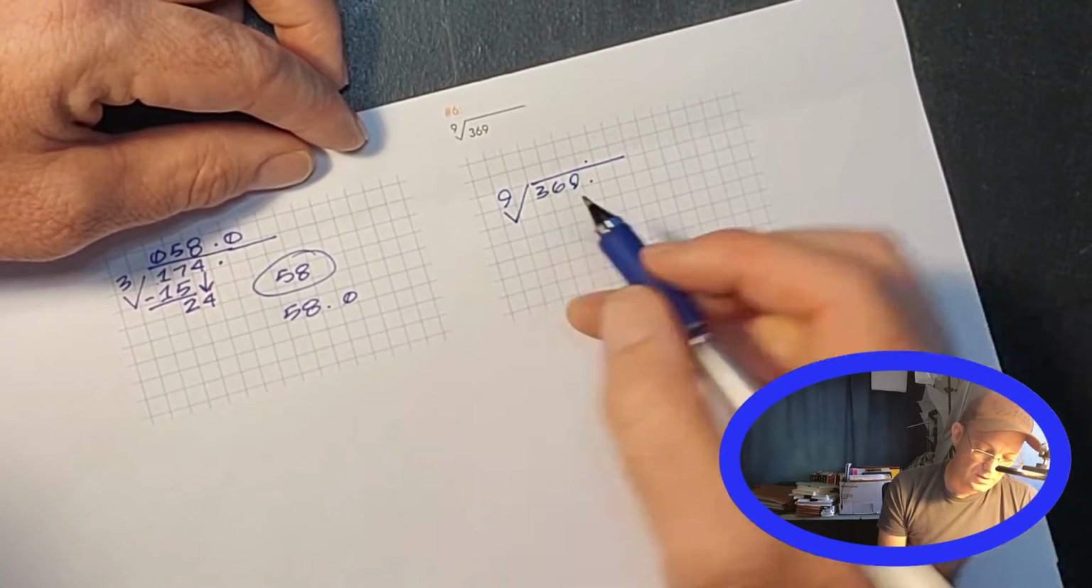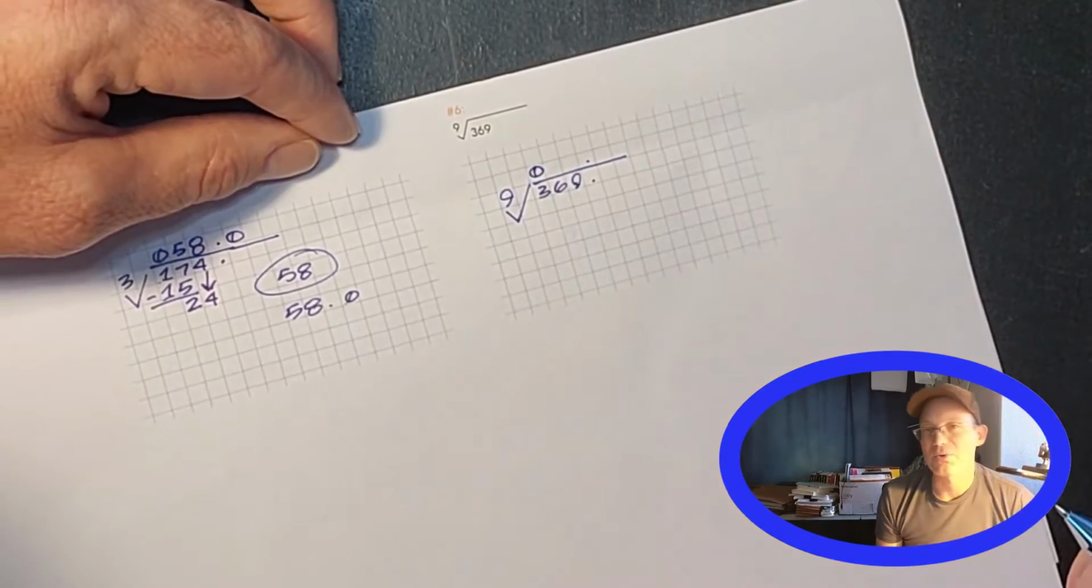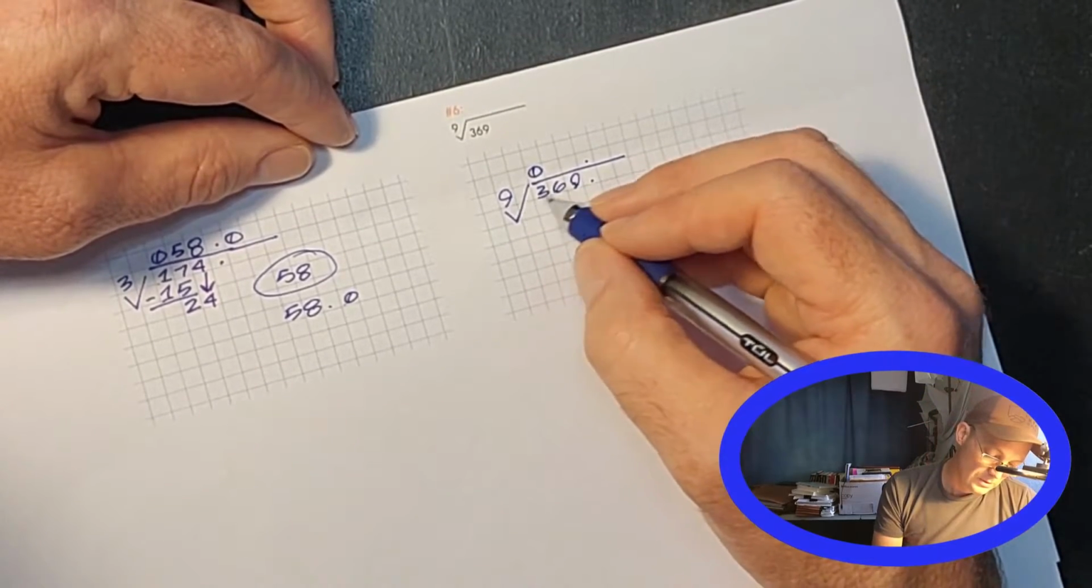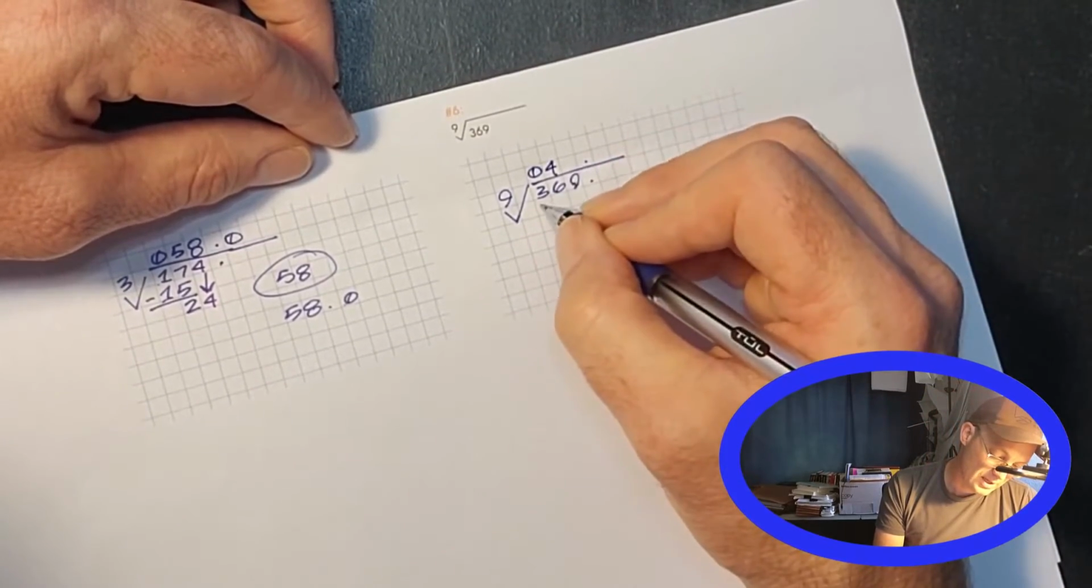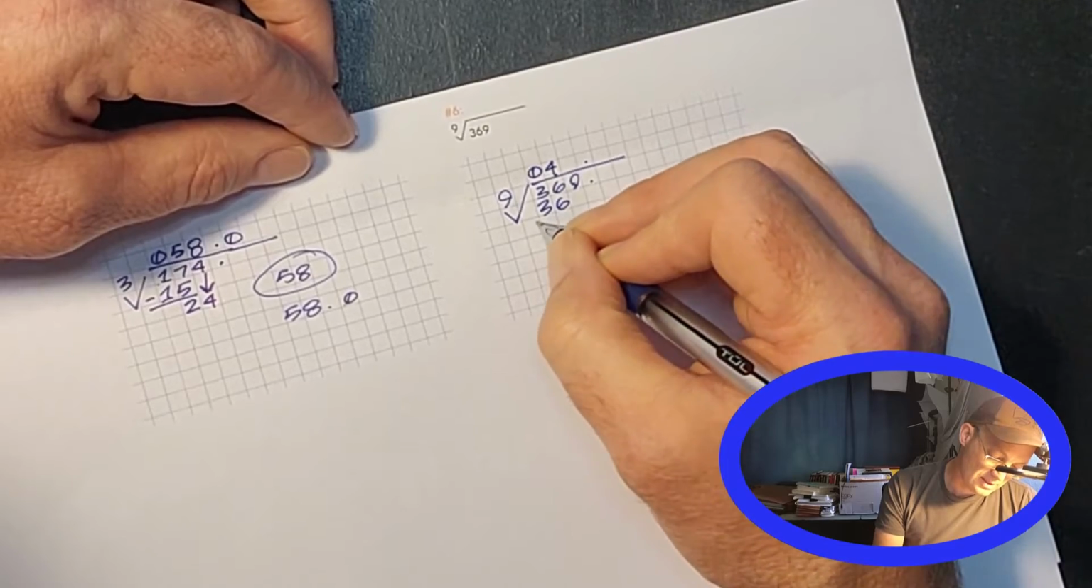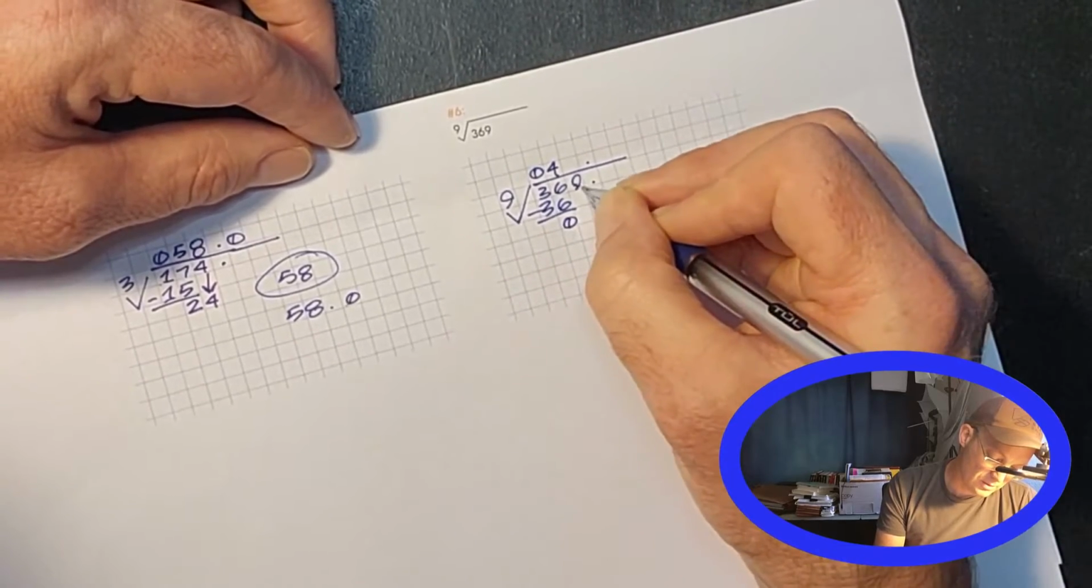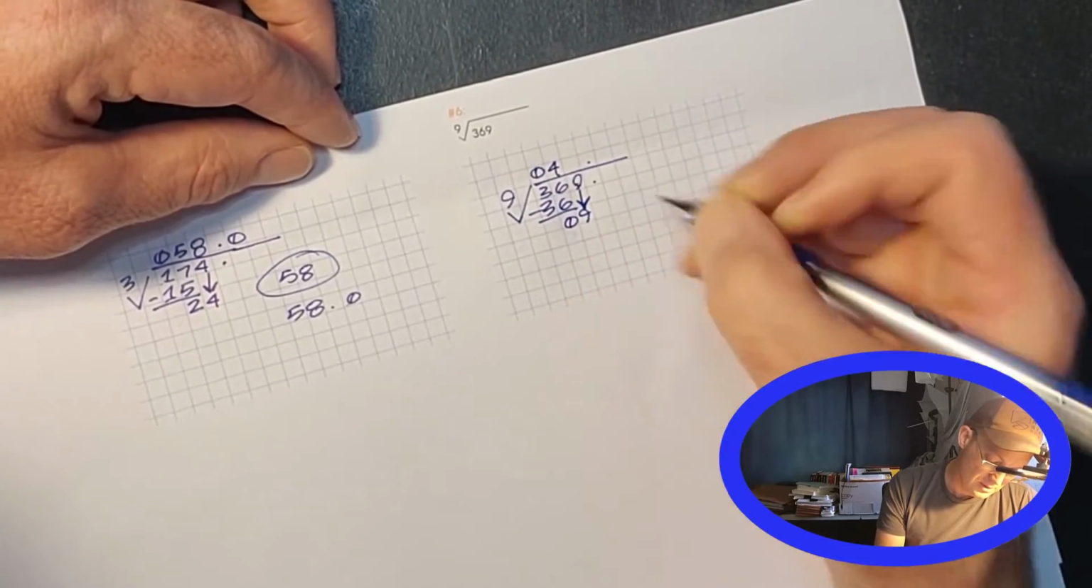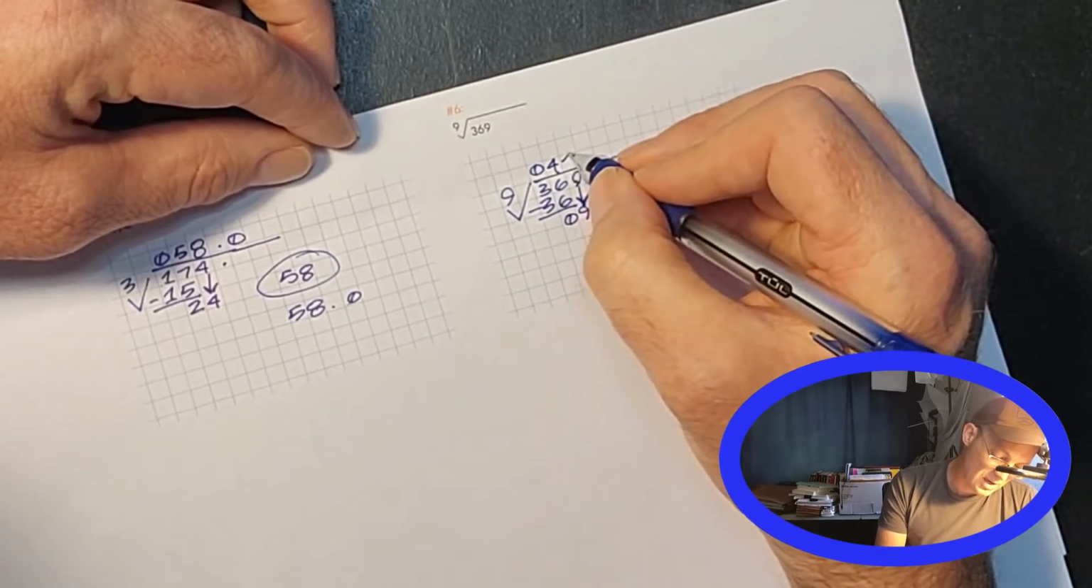9 goes into 3 0 times. We'll put a placeholder 0 in. 9 goes into 36 4 times. 4 times 9, 36. Do our subtraction 0. Drop the 9 down. How many times does 9 go into 9? 1.